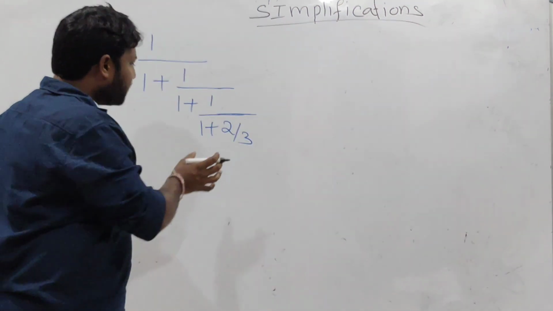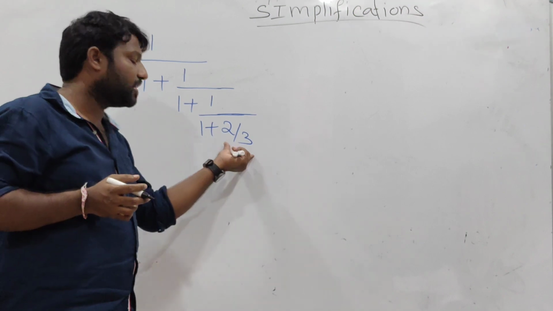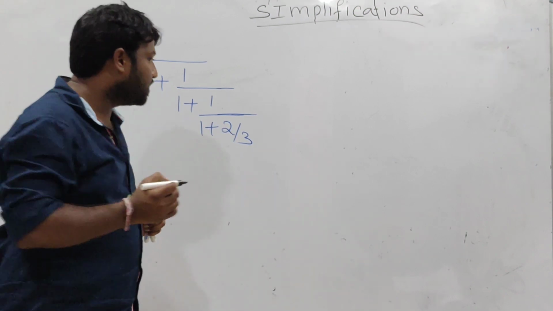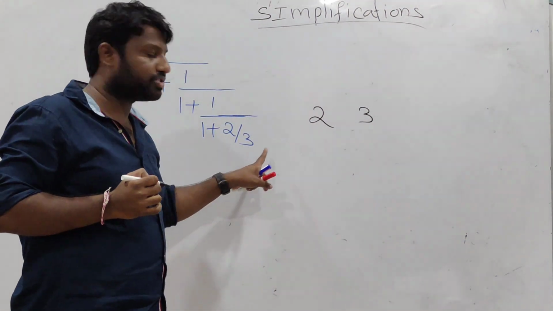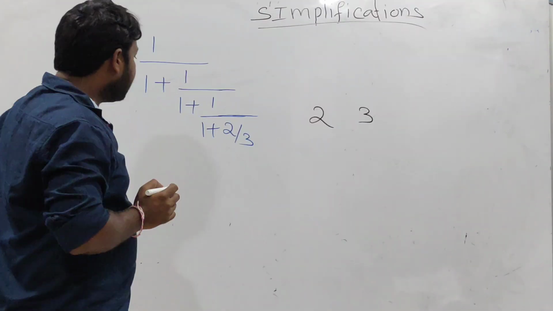Like so, first in last term will start. We start at the last term. So what is the last term? 2 by 3. Right, 2 by 3. First the numerator and next the denominator. 2 by 3. Next, see this value.